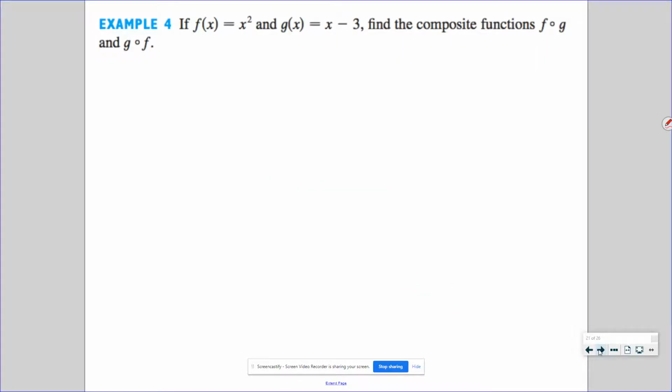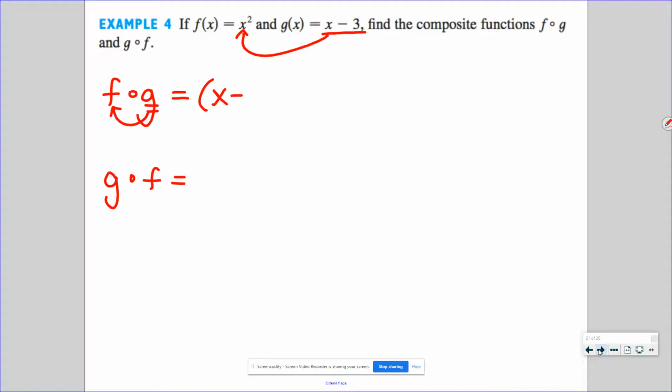Let's do a couple more examples. So we are finding f of g and then g of f, which means f composed with g, and then later we will do g composed with f. So you always take the second thing and plug it into the first thing. So g of x plugged into the f equation would be f composed with g. So that means x minus 3 is going in place of x. Squared will remain, and then we could simplify if needed. This would be x squared minus 6x plus 9.